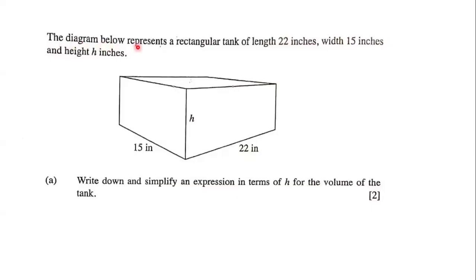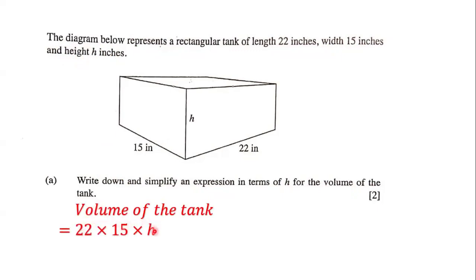The diagram below represents a rectangular tank of length 22 inches, width 15 inches, and height 8 inches. Write down and simplify an expression in terms of h for the volume of the tank. Now, volume is going to be equal to the length times the width times the height.